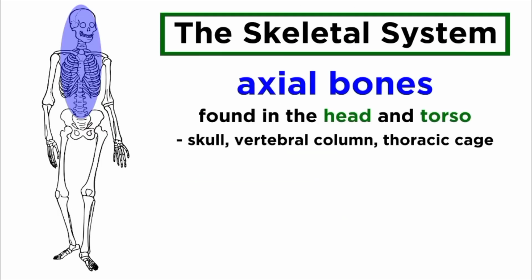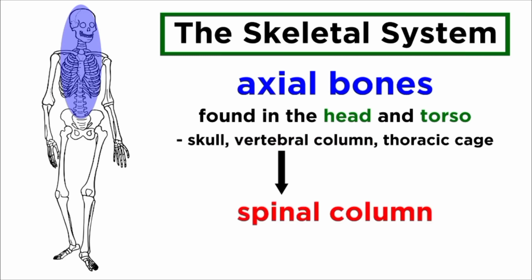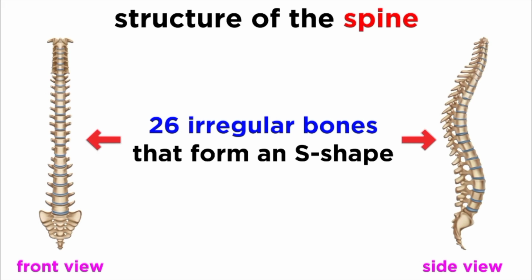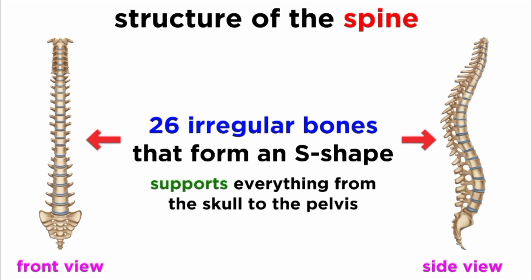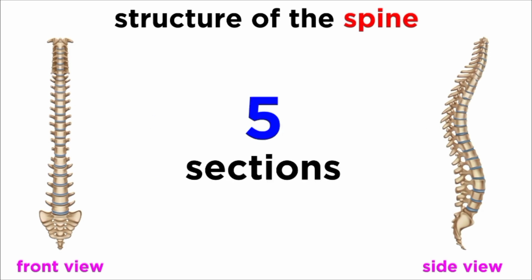Next up in the axial skeleton is the vertebral column, also called the spinal column, or simply the spine. This is comprised of 26 irregular bones that come together to form a flexible structure in a curvy S shape, and this supports everything from the skull to the pelvis. The spine can be divided into 5 sections.